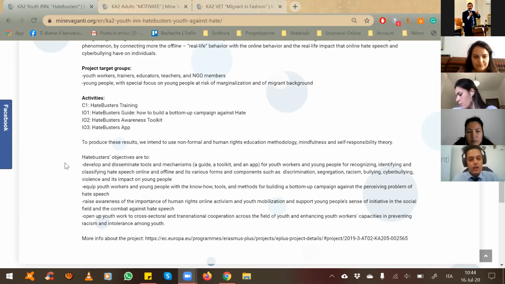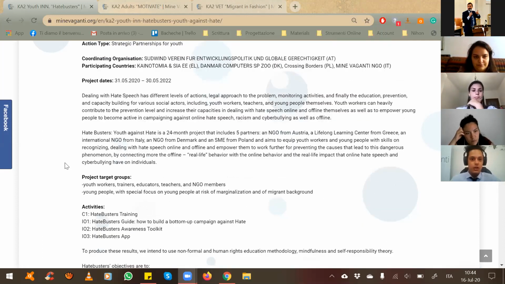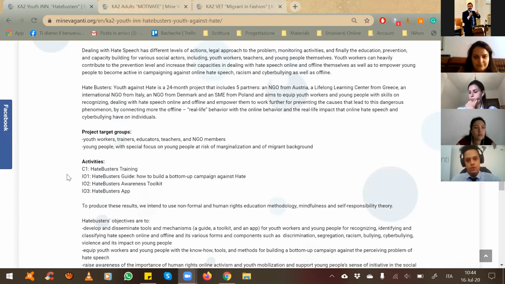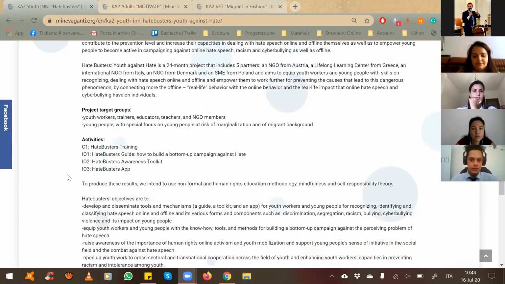So as you saw already, we have the context. What is the problem? The problem is hate speech. What is the project about? The project is about giving youth workers and NGO members new tools and new methodologies to deal with that. What are the target groups? The main target group is youth workers, and the second, indirect target group is the young people directly. What are the activities we want to do, the methodologies to be used in these activities, and then the objectives.